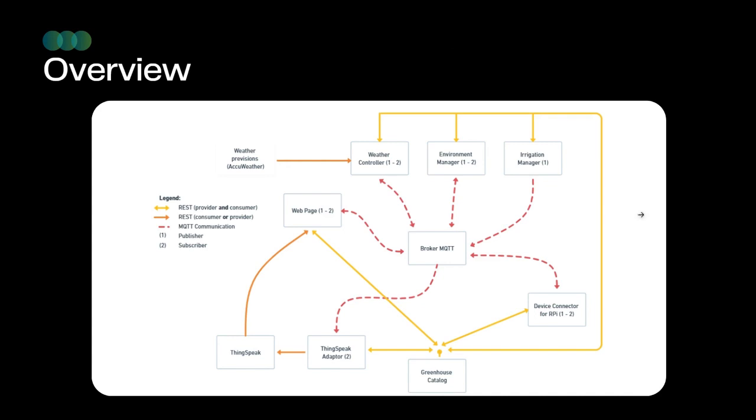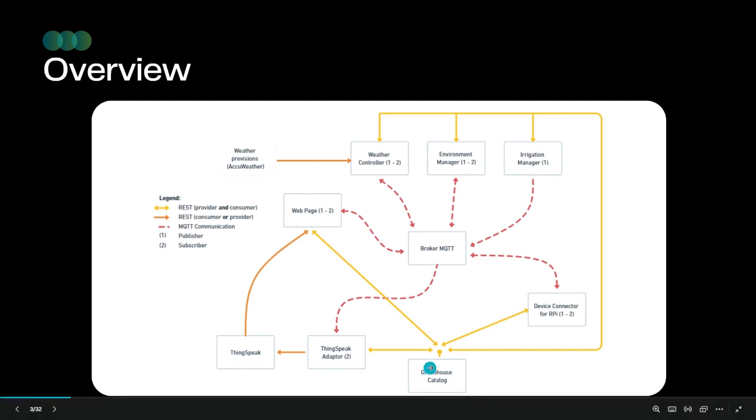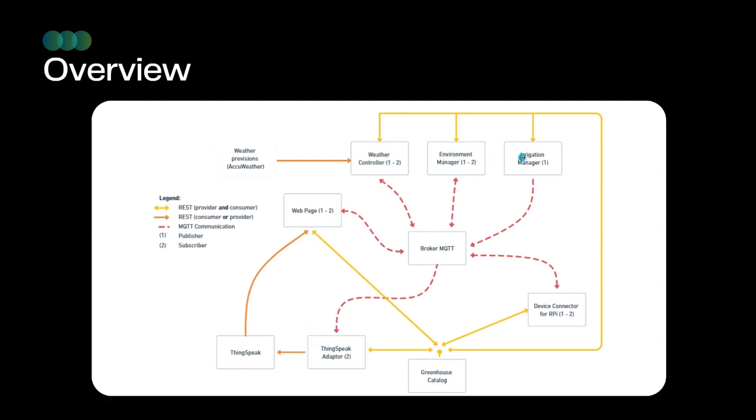greenhouses. Our architecture includes different components, starting from the web page, which communicates with the greenhouse catalog in order to manage users' information, and with ThingSpeak to track their data. Following with the Weather, Environment, and Irrigation Manager, responsible for the control of the IoT devices by the use of strategies, and finally the device connector that works as a gateway between the entities and the devices.